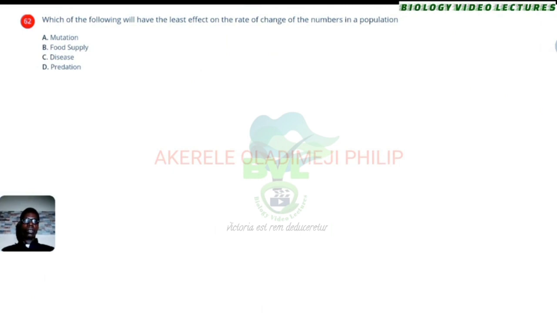Which of the following will have the least effect on the rate of change of the numbers in a population? Least effect. Mutation, food supply. Okay, the answer is mutation.